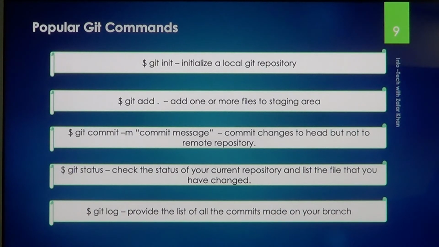After that, once your file is in the staging area, you have to commit to put it into the local repository. There is a command called git commit -m and you put in the commit message, so that you will understand what commits you have done. Commit changes go to HEAD, but not to the remote repository. It will be in your local repository. The next one is git status. You can check the status of your current repository and the list of files that you have changed. There is another command called git log. It provides the list of all commits made on your branch.